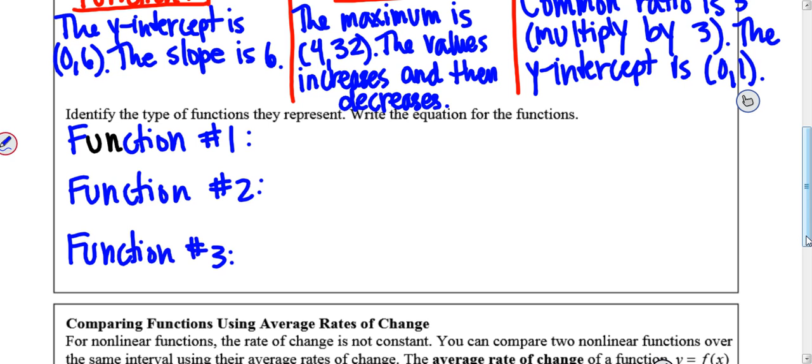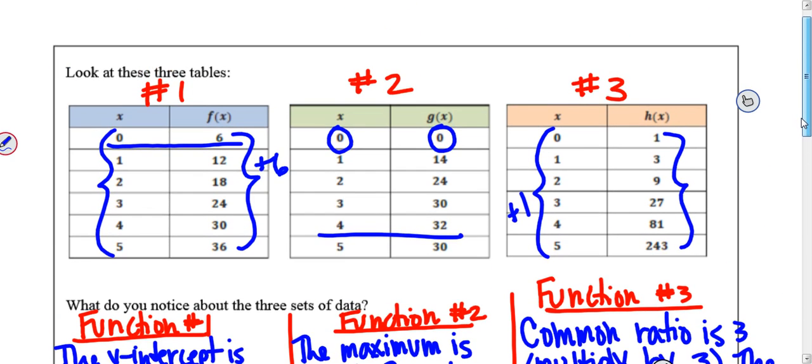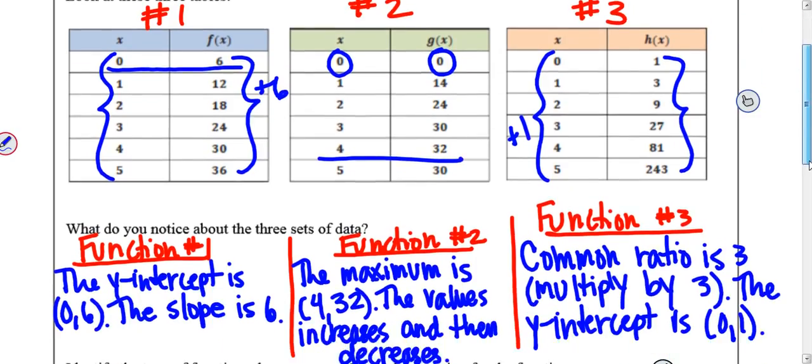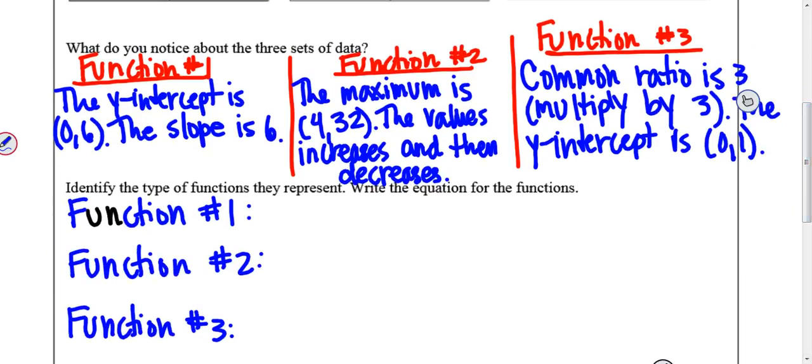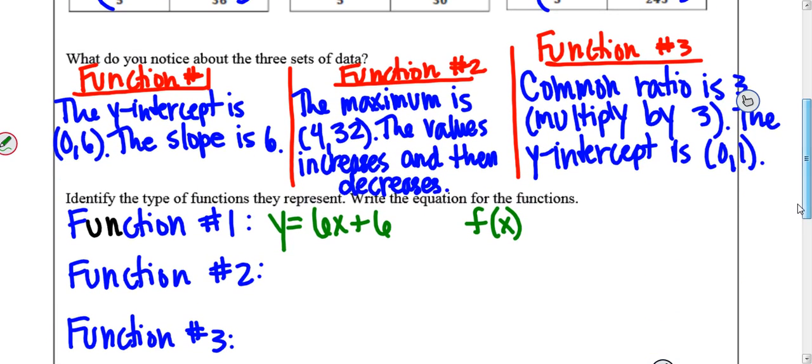Okay, so for function number 1, remember that for a linear function, we use y equals mx plus b. Again, that's on the first page. Our slope is 6, and the y-intercept is (0, 6), which we wrote down in our description. So when we write our function, it's y equals 6x plus 6. Or we can write it as f of x, since that's what's given to us for our y values. f of x is equal to 6x plus 6.